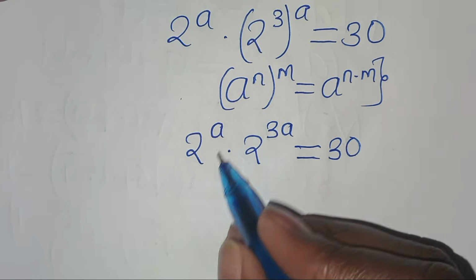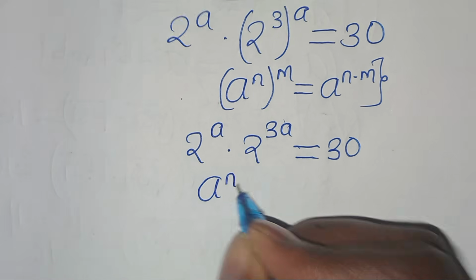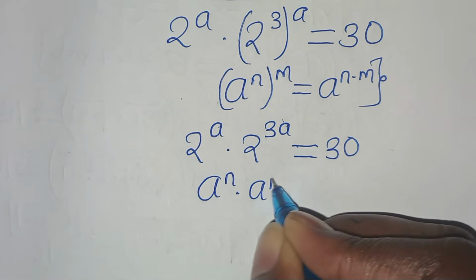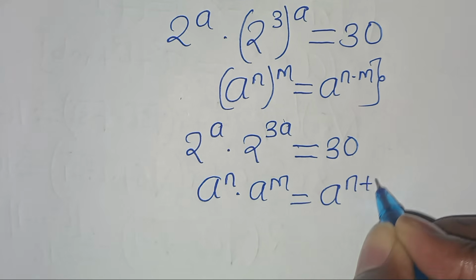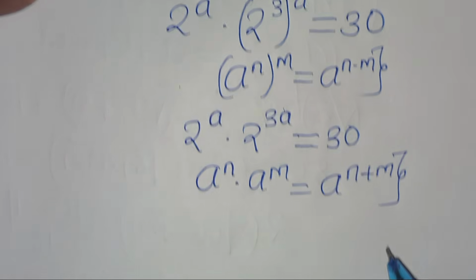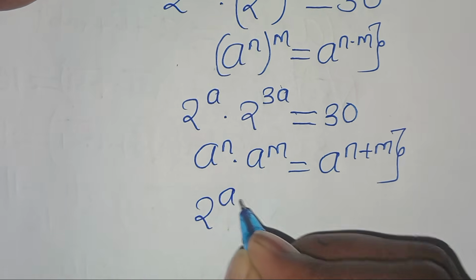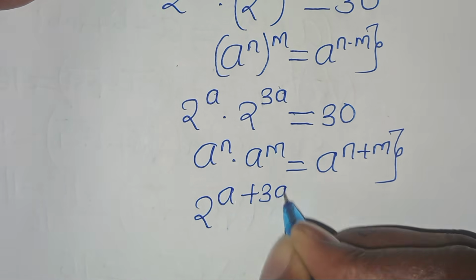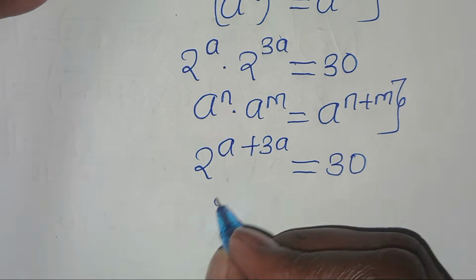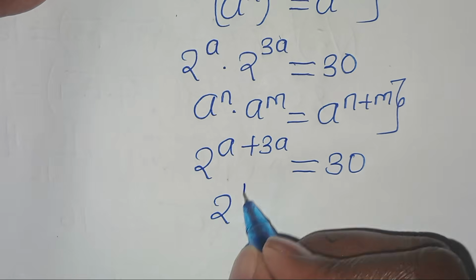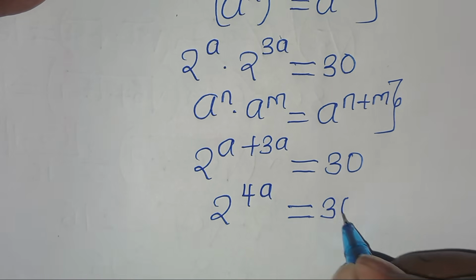Now 2 to the power of a times 2 to the power of 3a, this is in the form of a to the power of n multiplied by a to the power of m, which we can express as a raised to the power of n plus m. Applying this exponent property, we have 2 to the power of a plus 3a. This is equal to 30. So this is 2 to the power of a plus 3a. This is 4a, and this is equal to 30.